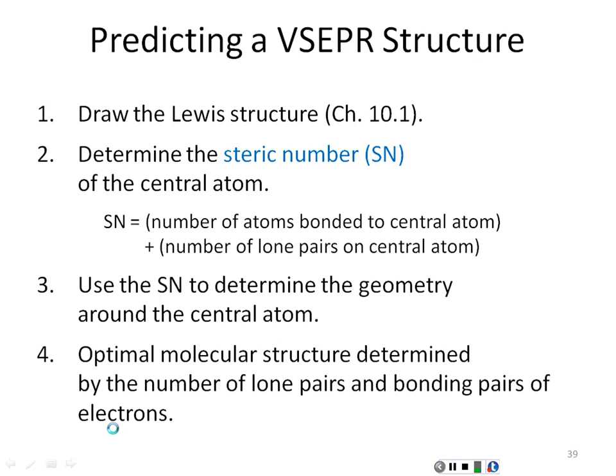So after we have the Lewis structure drawn, the second step would be to determine the steric number of the central atom. And what is the steric number? Steric number is the number of atoms bonded to the central atom plus the number of lone pairs. So you count bonded atoms plus lone pairs, and that will give you a steric number. Third step, you use this steric number to determine the geometry around the central atom. Fourth step, you find the optimal molecular structure determined by the number of lone pairs and the number of bonding pair electrons.